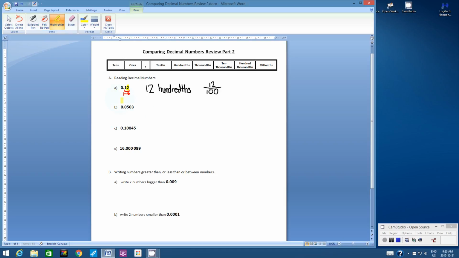I'm going to use my highlighter again. Going to identify or highlight the last digit in our number. So let's figure out what place value column the 3 is in. Well, we have the tenths, the hundredths, the thousandths, and the ten thousandths. So the ten thousandths is very important because that's the second half of my answer here. So I'm going to write 10 thousandths.